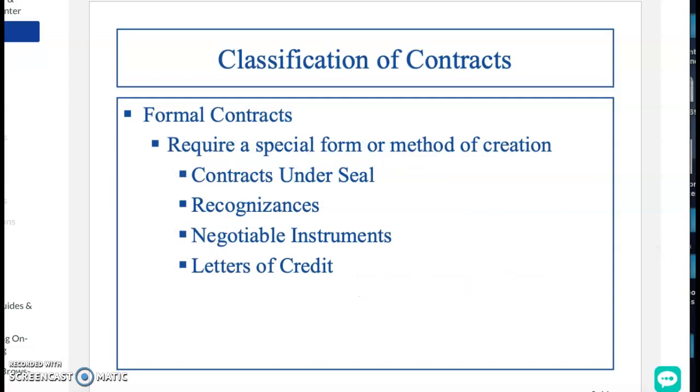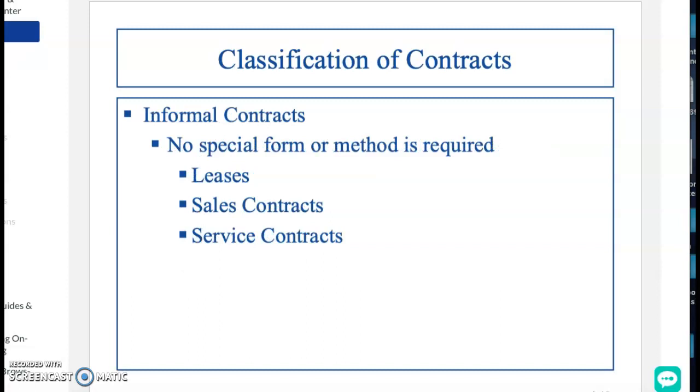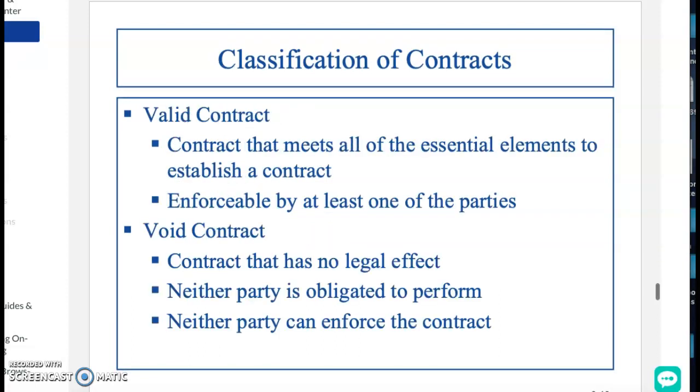Formal contracts are what we look at, just a special form of creation. This is going to be like contracts under seal, negotiable instruments, letters of credit, anything like that. Informal is what we normally think of, like leases, sales contracts, rental agreements.